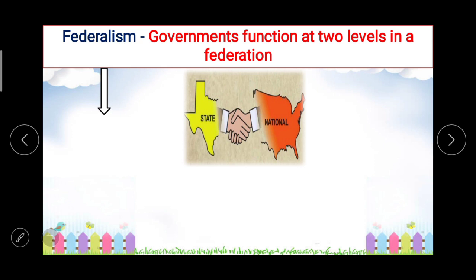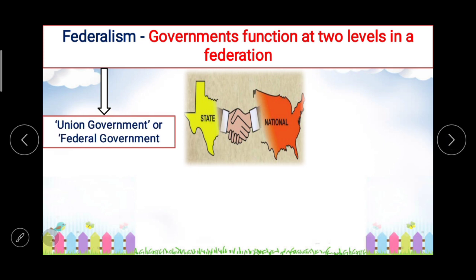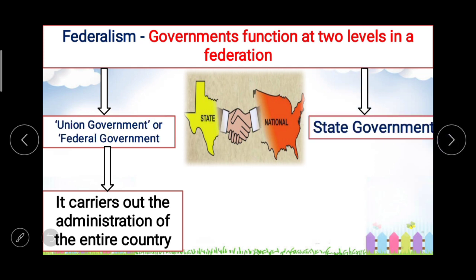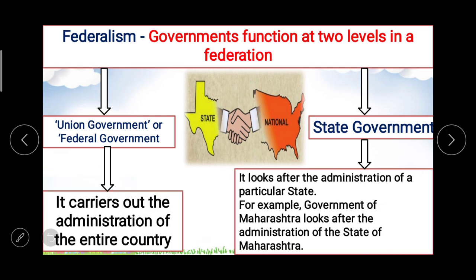Federalism, in which governments function at two levels in a federation. When we call any country a federation, or say there is federalism in the country, that means that the government in that country functions at two levels. One is at the national level and one is at the state level. So, the union government or federal government carries out the administration of the entire country. And then the second one, the state government. The state government looks after the administration of a particular state.